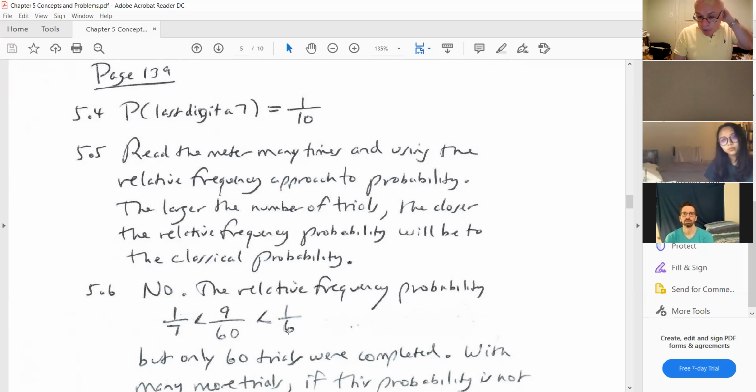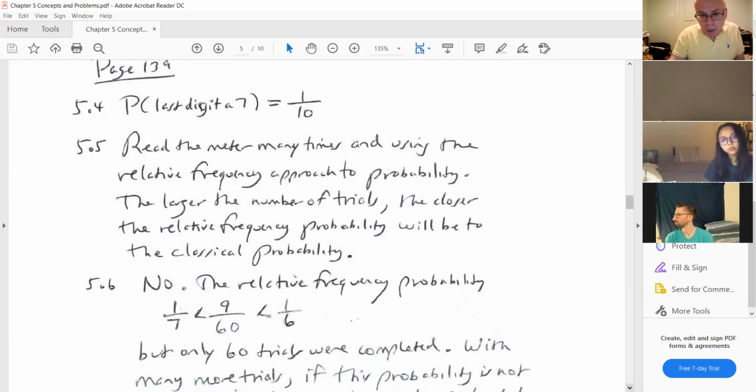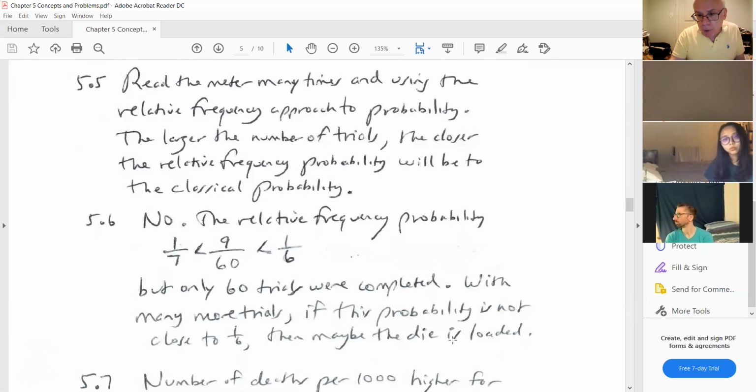So I would say, basically, no, it doesn't mean it's loaded. It just means maybe we haven't done enough trials. It would have to be much, much different from 1 divided by 6, so different that you could think it can't be by randomness, that you start thinking maybe it's loaded. But it seems reasonably close, so there's no reason to think it's loaded. The answer is no, because 9 divided by 60 is not so different from 1/6 that you would think there's some issue. It seems like it would be a normal variation.